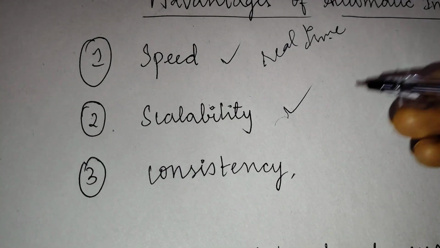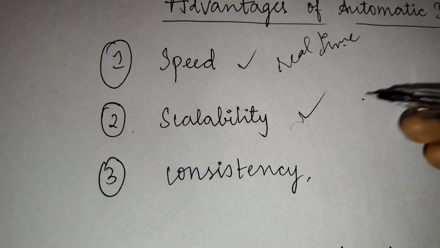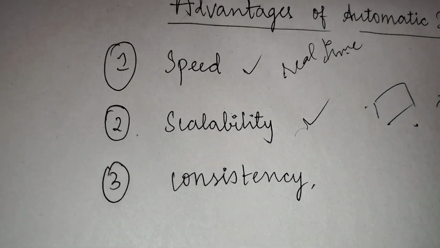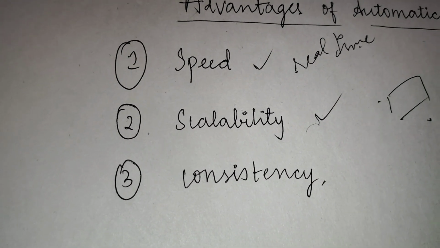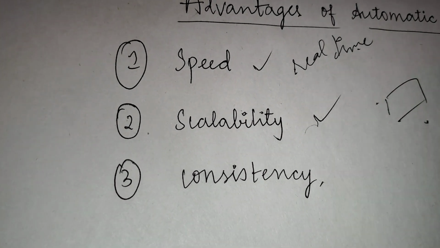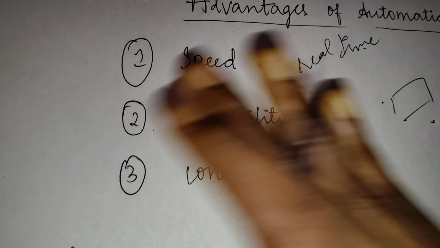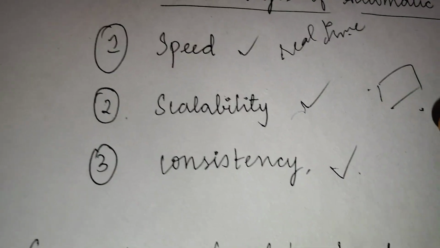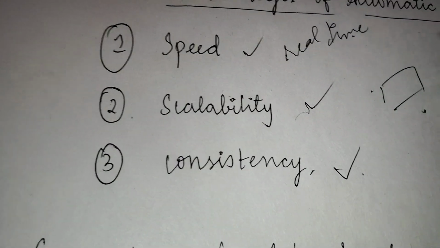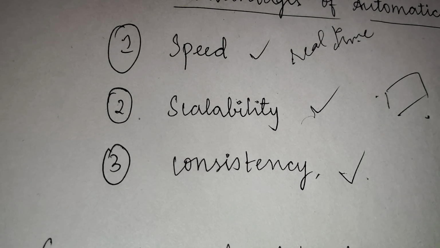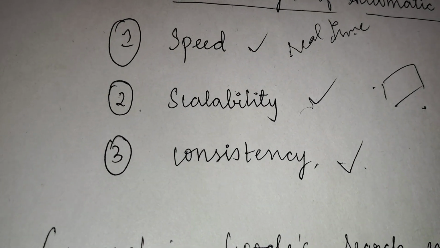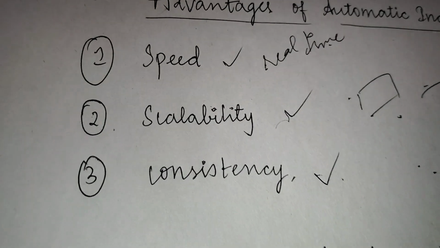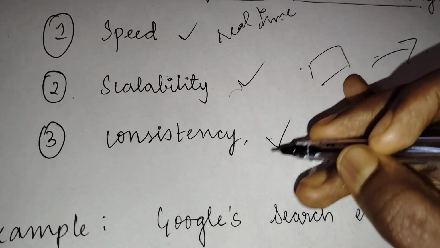Next is scalability. Scalability is nothing but it can handle massive data sets, making automatic indexing ideal for large scale systems like search engines, digital libraries, or big data platforms. For this they use scalability. And when it comes to consistency, unlike manual indexing, where human error or subjective judgment may be introduced, automatic indexing ensures uniformity across documents. That is called consistency.